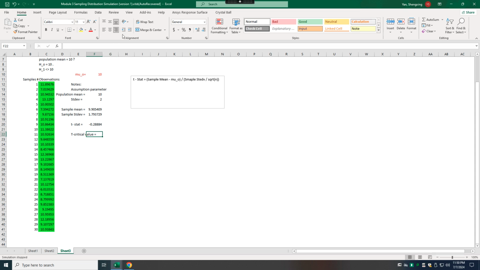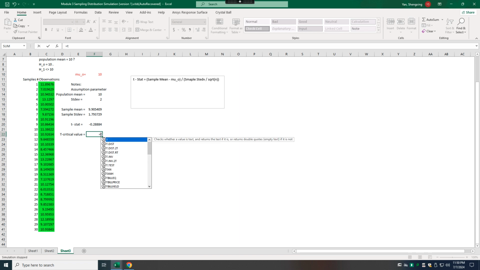Here we will use the T.INV.2T function. It will be this one, two-tail. This will return the two-tail inverse of the t-distribution.